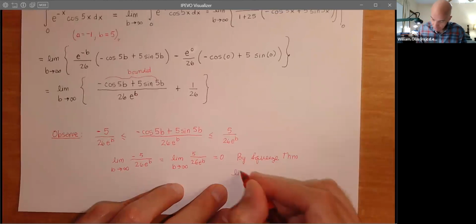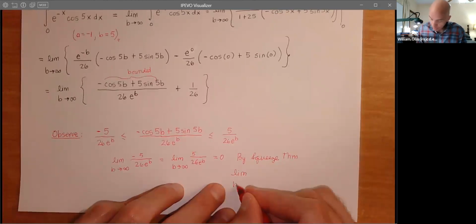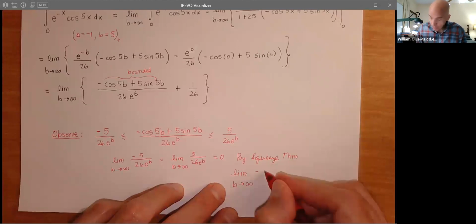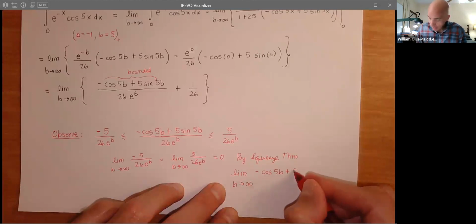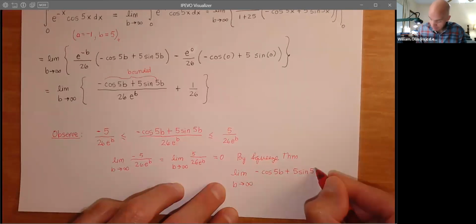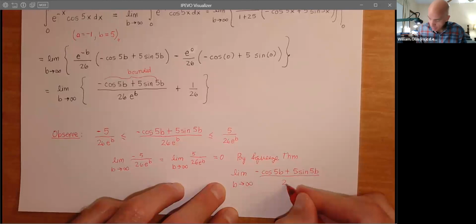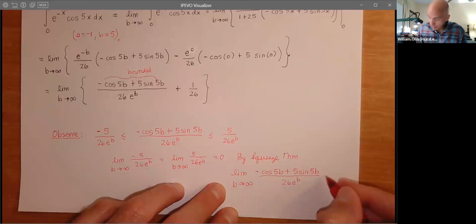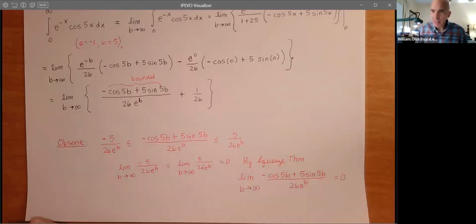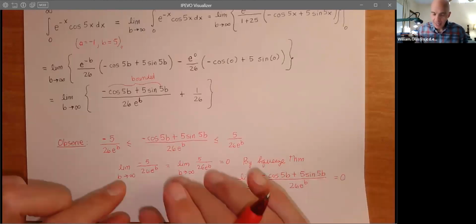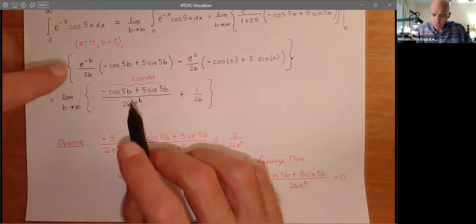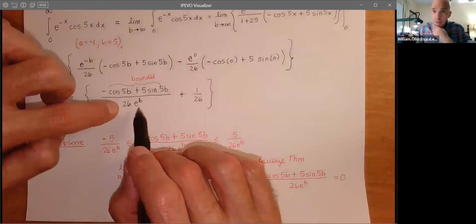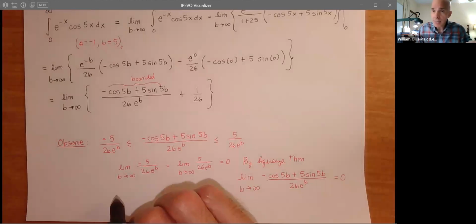the limit as b tends to infinity of negative cosine 5b plus 5 sine 5b over 26 e to the b would clearly be 0. So the thing is, we're not really applying L'Hopital's rule. We're just basically looking at a situation. And of course, you don't even have to do all of this. If you recognize this, again, you've got bounded divided by something that's becoming infinite. That's like the 1 over x deal as x tends to infinity or negative infinity.